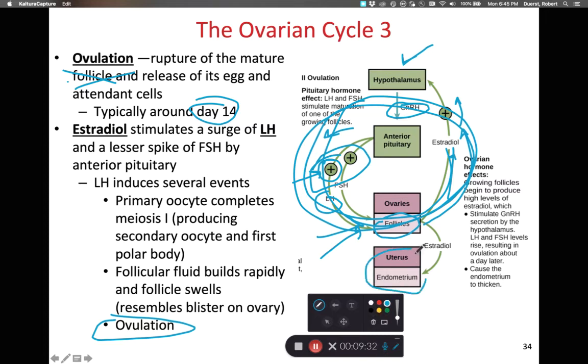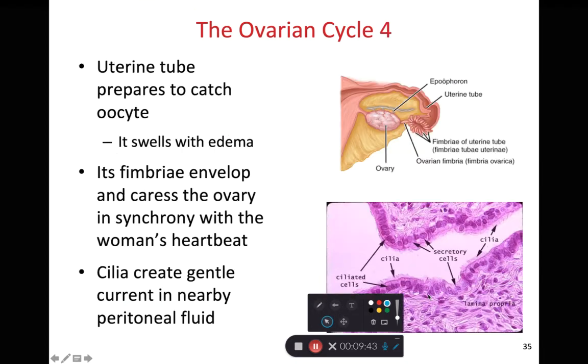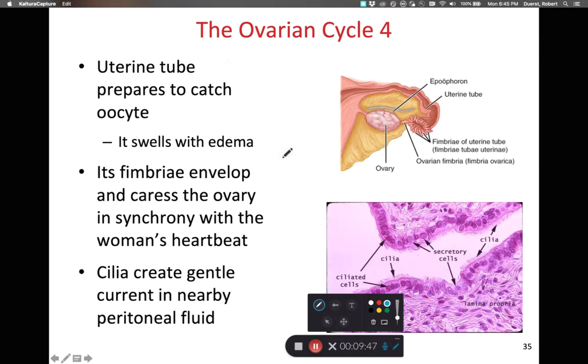Now let's focus on the uterus. We've been kind of ignoring the uterus right now. That estradiol that's been secreted is going to cause the endometrium of the uterus to get thicker and thicker and thicker. Post-ovulation, though, I'm getting ahead of myself here. Let's talk about changes to the uterine tube, also known as the fallopian tube.